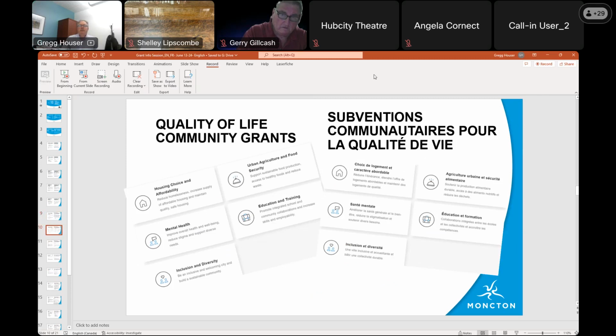Here's a sample of the things covered in quality of life. The community grants would be housing and affordability, urban agriculture, which we've done things with, and health. There's also education and training from a nonprofit point of view, and inclusion and diversity. Those are areas looked at in the quality of life community grants, which are under $10,000 and are single-year grants.